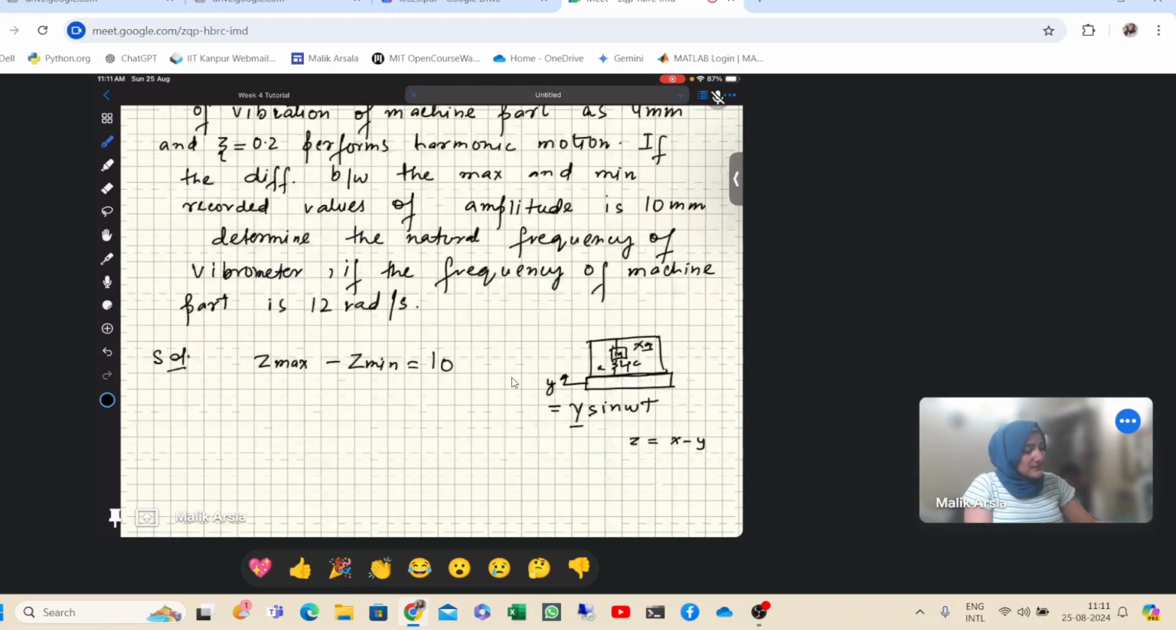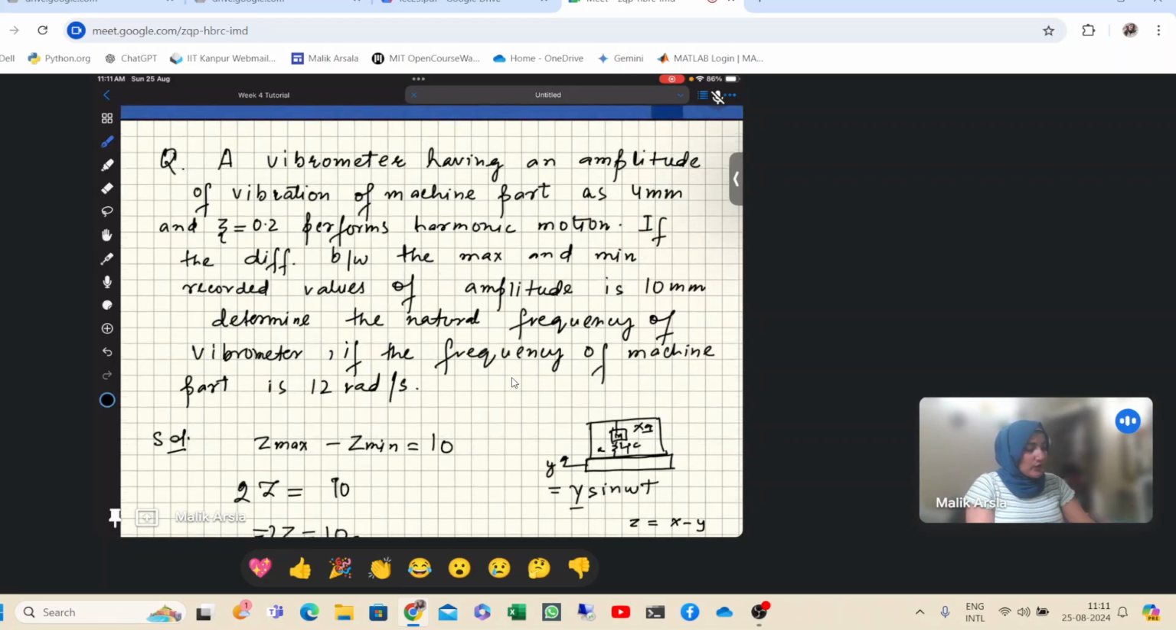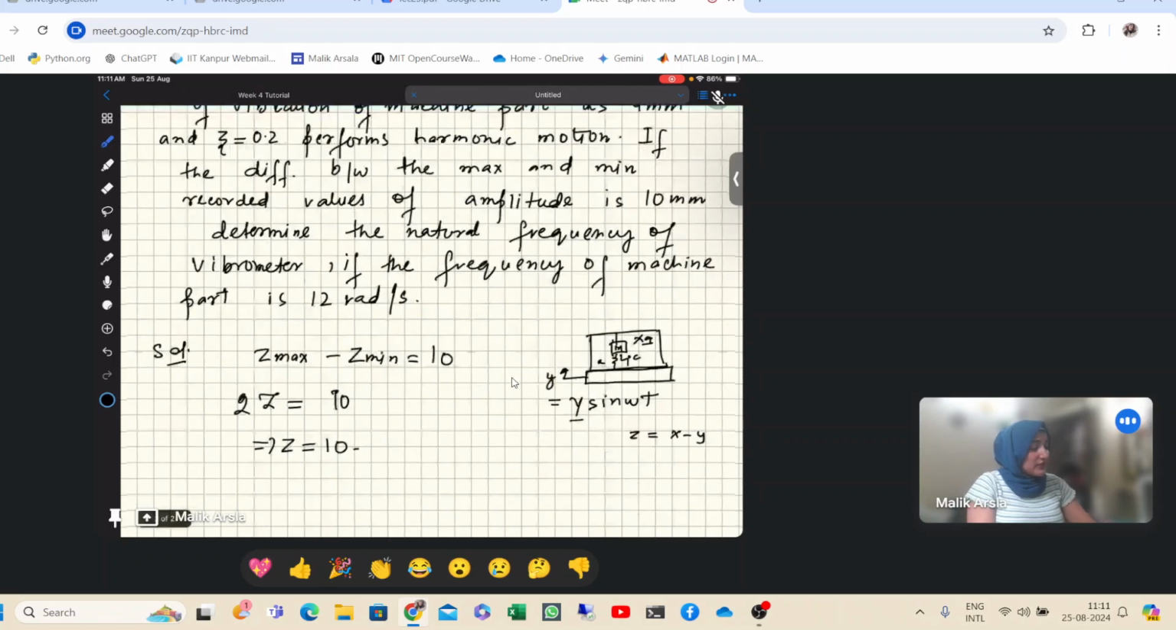Since it's performing a harmonic motion, the z max and z min will be the same in magnitude, just with a sign difference. So when we take the difference, we can put z max equal to z min equal to z. So 2z is equal to 10, which implies that z is equal to 5 mm. Now we have z, and we have y. Y has already been given as 4 mm. Now we have zeta, and also the frequency of the machine part is given.